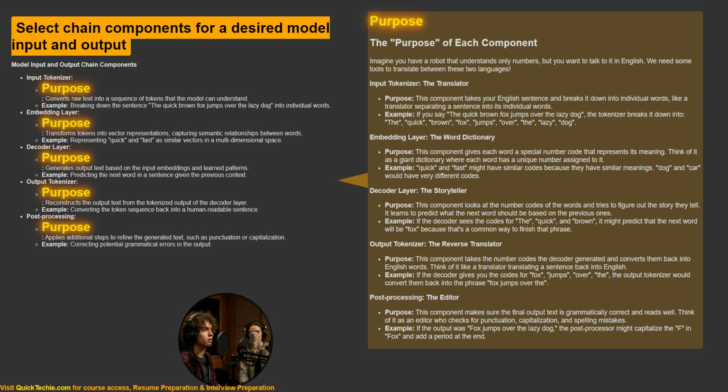Post-processing, the editor. Purpose: this component makes sure the final output text is grammatically correct and reads well. Think of it as an editor who checks for punctuation, capitalization, and spelling mistakes. Example, if the output was fox jumps over the lazy dog, the post-processor might capitalize the F in fox and add a period at the end.